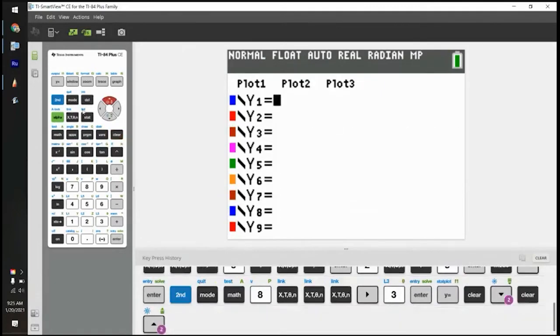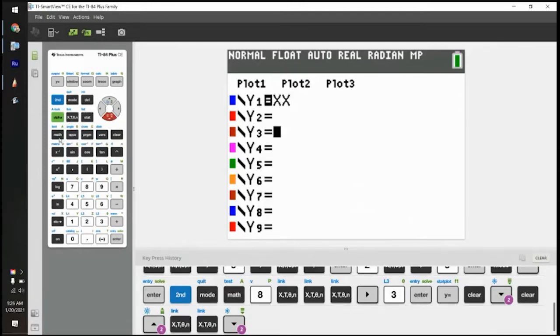So say I wanted to graph x squared. Put that in your y1. Okay, leave y2 blank. It'll make more sense later on, but leave y2 blank and go to y sub 3. Now I want to graph x squared, and then I also want to graph the derivative of x squared.